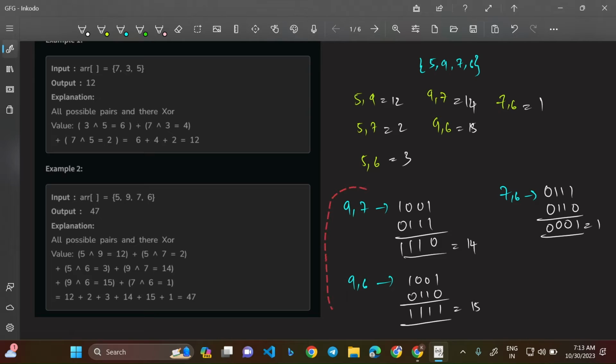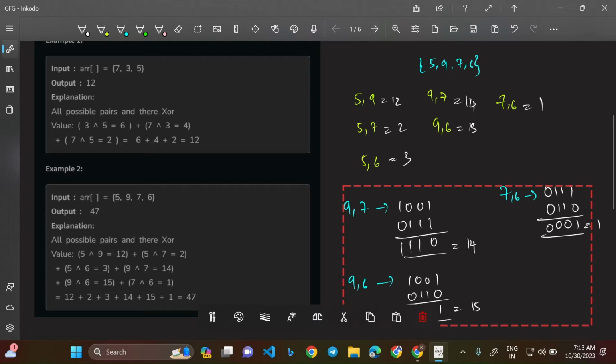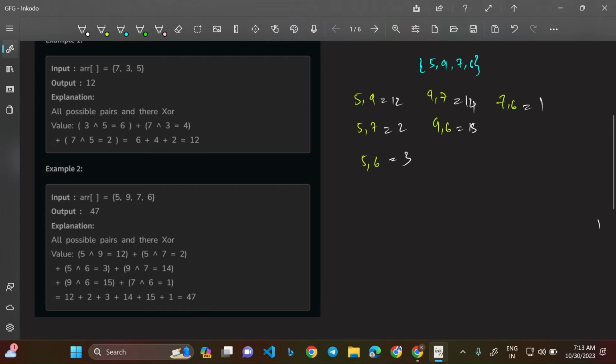So I'll just remove this further. Okay. So what are the total sums that we have found? We have found 12, 2, 14, 3, 17, and 4 plus 14 is 31, plus 15 is 46, and plus 1 is 47. So the final sum that we have got is 47, and that exactly matches with the answer of the second test case.